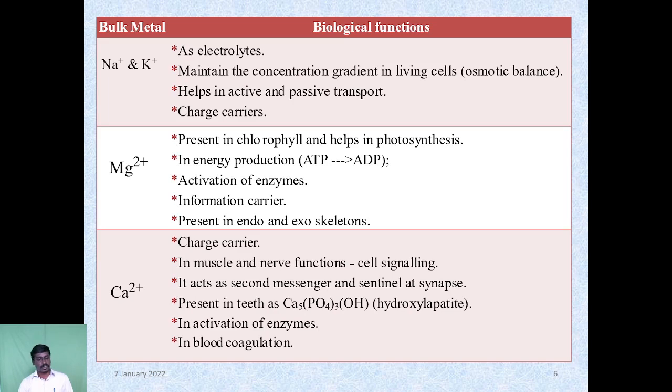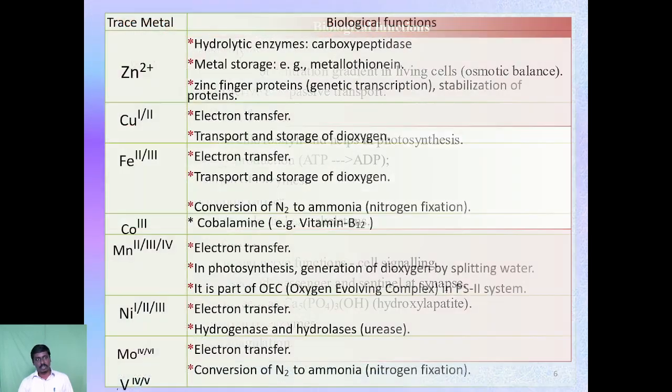The next is calcium, Ca2+, whose biological functions include being a charge carrier, in muscle and nerve functions, and cell signaling. It also acts as a second messenger and sentinel at synapses, and is present in teeth as calcium phosphates and hydroxyapatite. Ca2+ is also involved in the activation of enzymes, and it contributes to blood coagulation in humans as well as other living organisms.